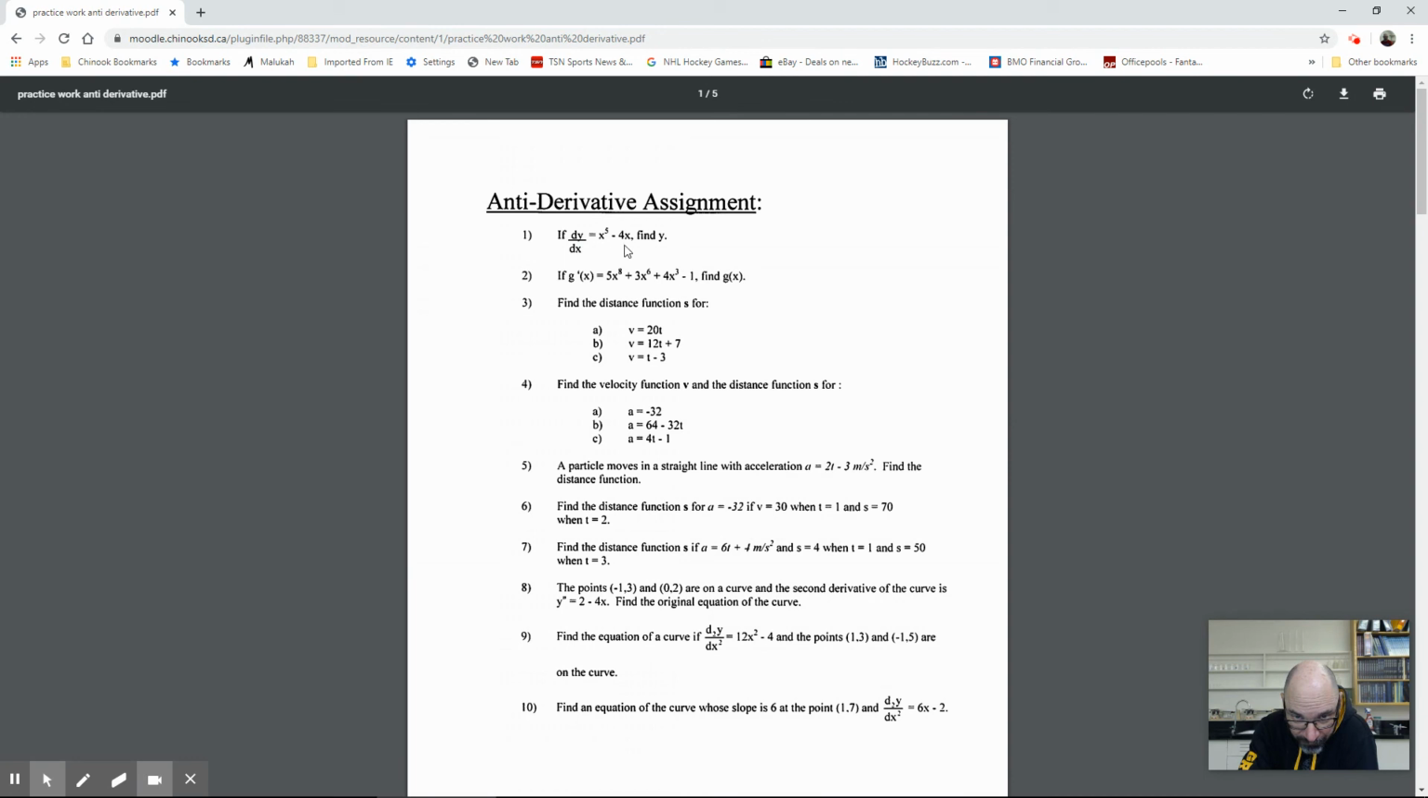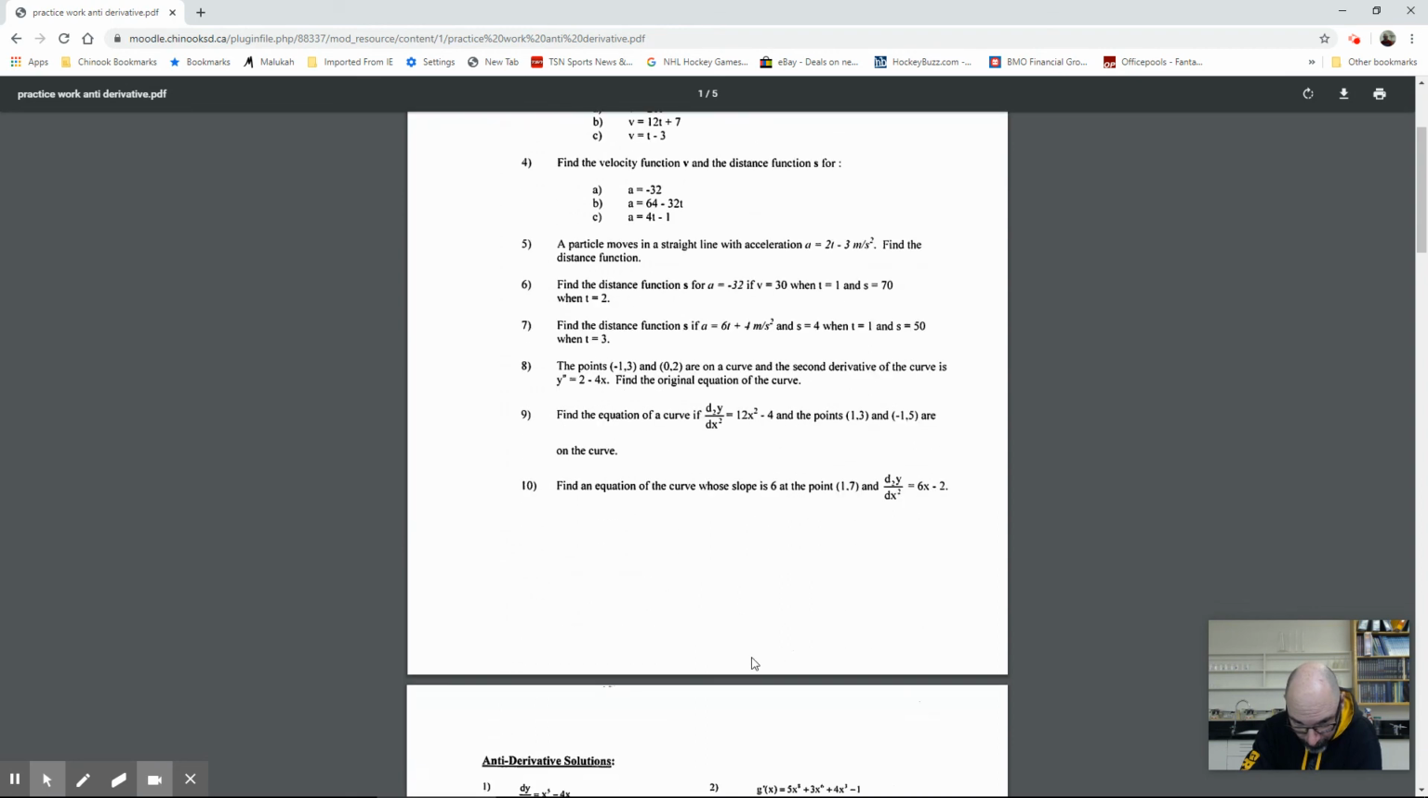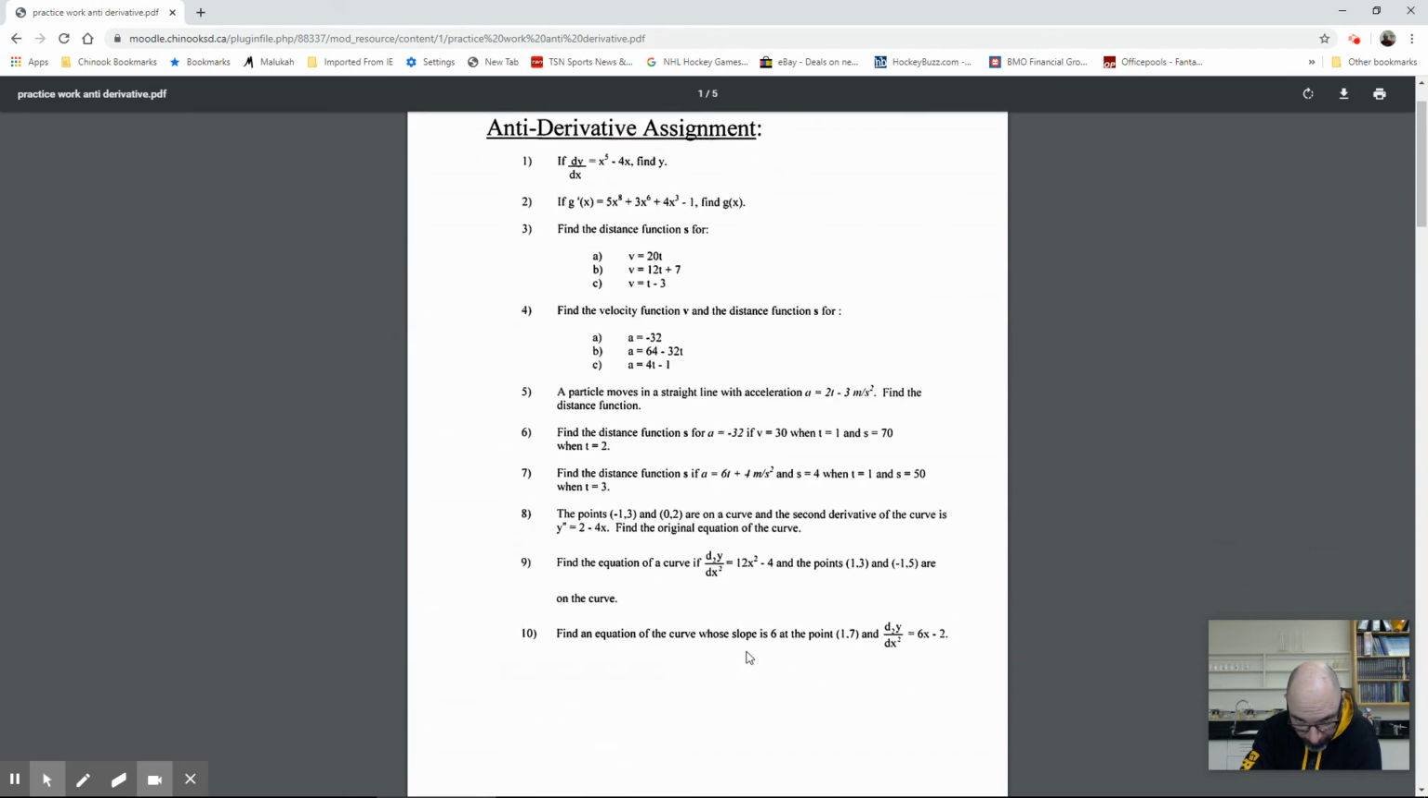This is derivative, find y. Here's g prime, find g. Okay, a distance one, another distance one. Okay, this one here, acceleration one, distance function again, another distance one. Oh, here's a point one. Here's another one, and here's another one with the slope and the curve. And then the solutions are right here underneath it.